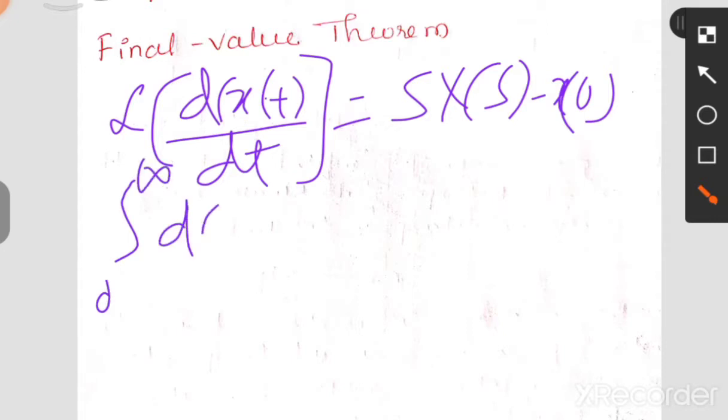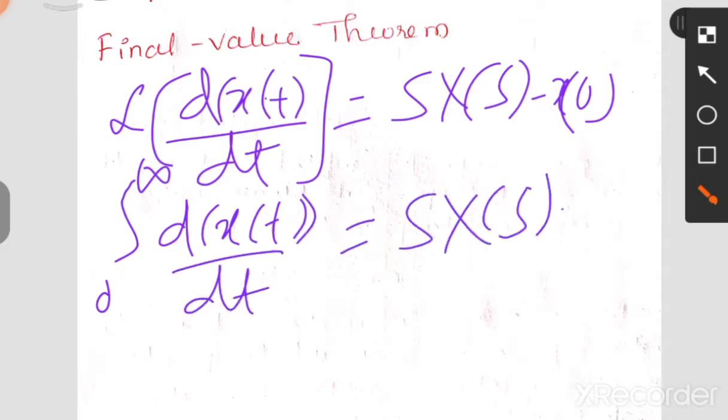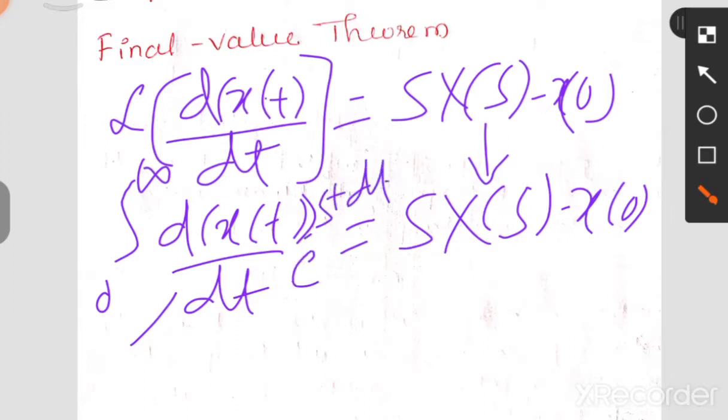In the place of x of t, we are going to write dx of t divided by dt equal to s into x of s minus x of 0 as it is. According to the formula, this is into e raised to minus st into dt equal to s x of s minus x of 0.